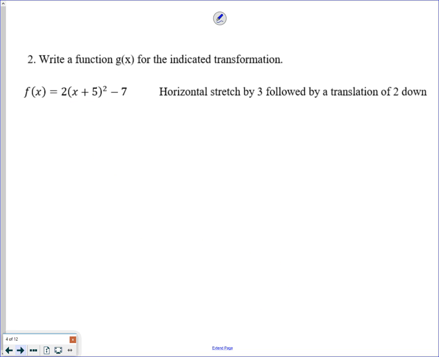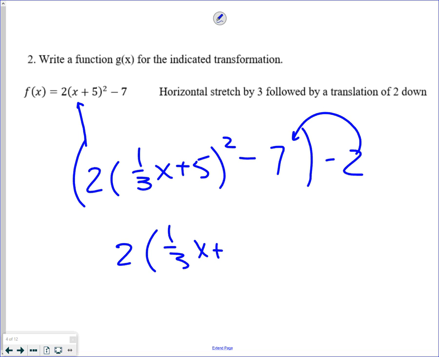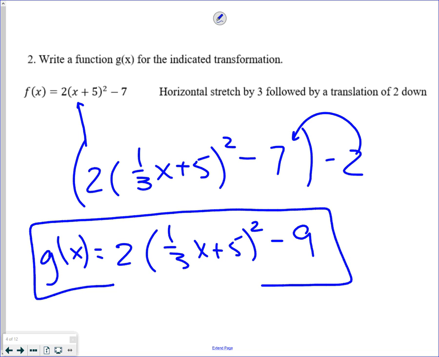Next one, I'm going to do a horizontal stretch by a factor of 3. That means I replace x with 1/3 x. Notice that I don't touch anything else. Then a translation down 2 means you're going to take the entire function minus 2, which means really all you're doing is subtracting at the end there. So (1/3 x + 5) squared minus 9 is the g function.